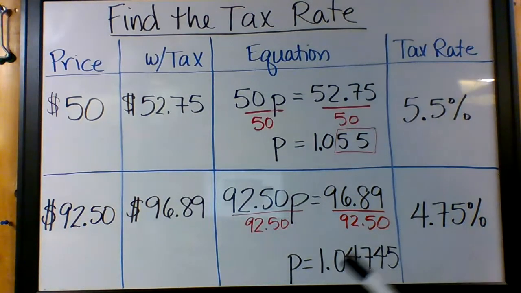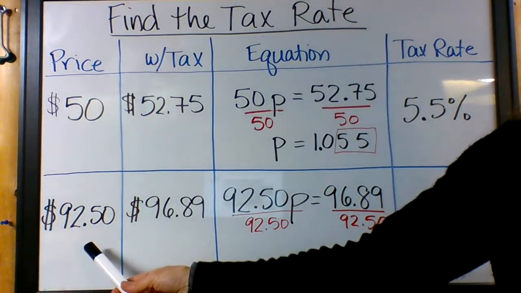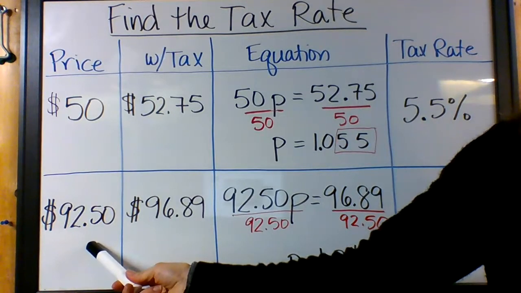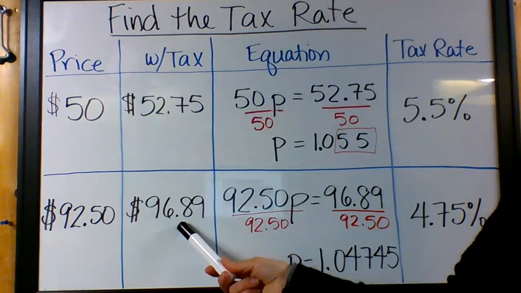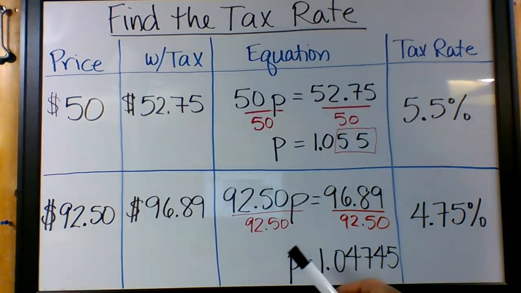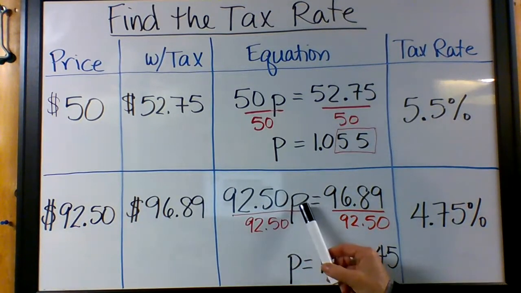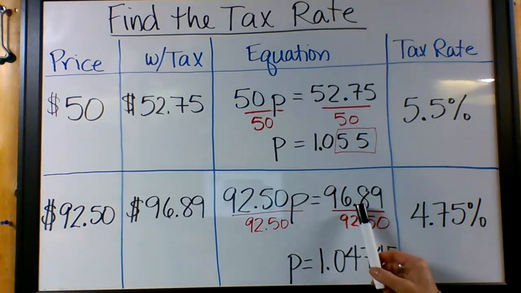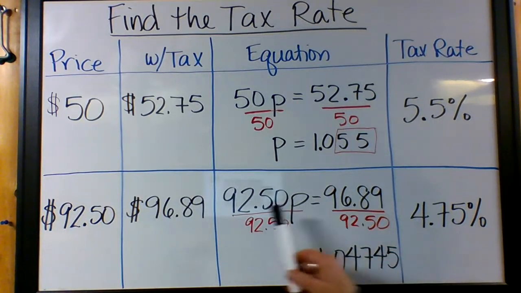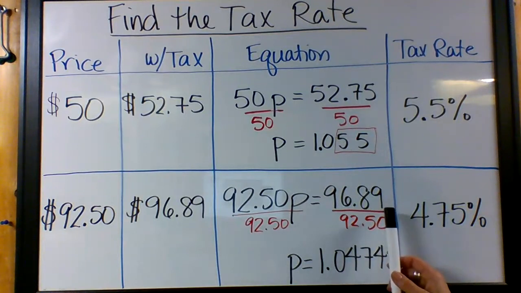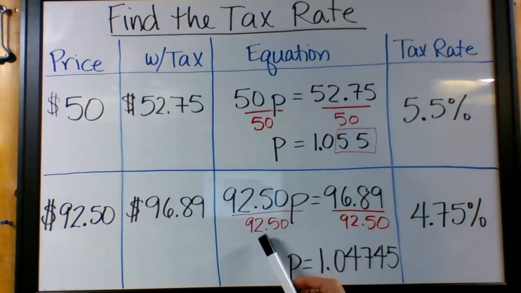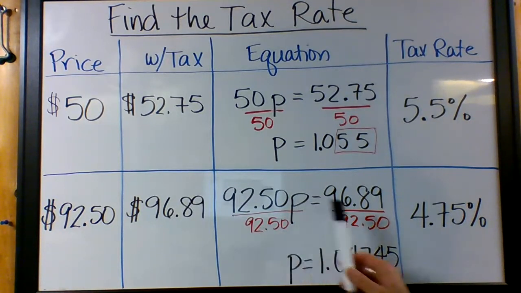Okay, so I've got another example here. You buy something that's $92.50. At the register, you pay $96.89. Let's write our equation. The original number times the percent equals the new number or the new price. So $92.50 times P equals $96.89. I'm going to divide both sides by $92.50. So divide by $92.50, divide by $92.50.